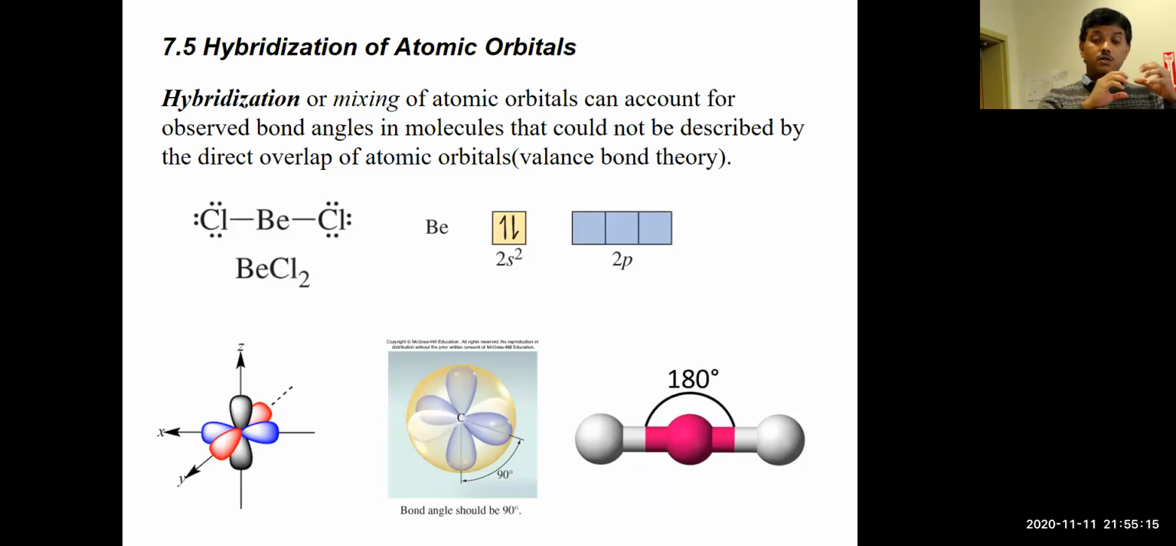So we are going to rework our bonding theory, which is called hybridization of atomic orbitals, to explain and support the Lewis structures and VSEPR theory. Our goal is to explain how BeCl2 actually has the linear geometry and 180 degrees of bond angle using the hybridization of atomic orbitals.